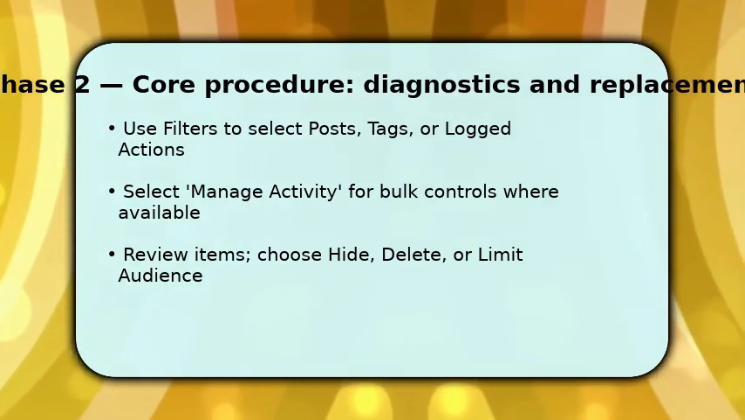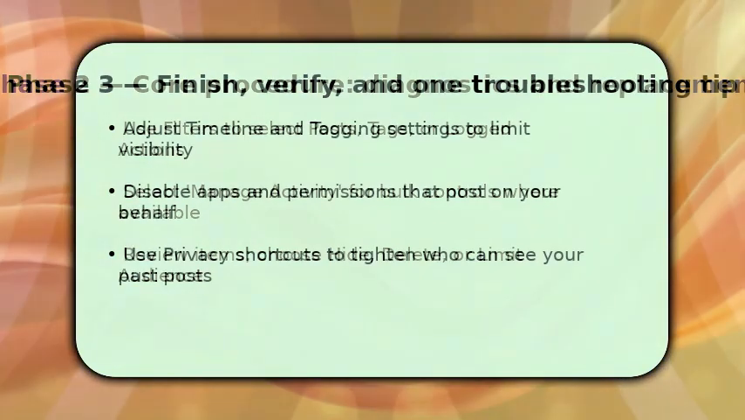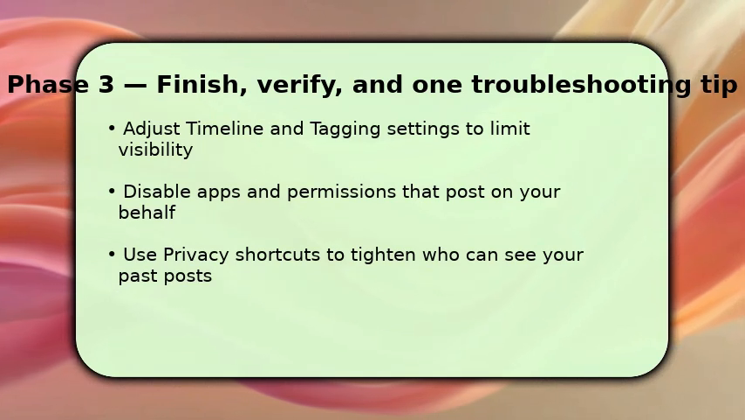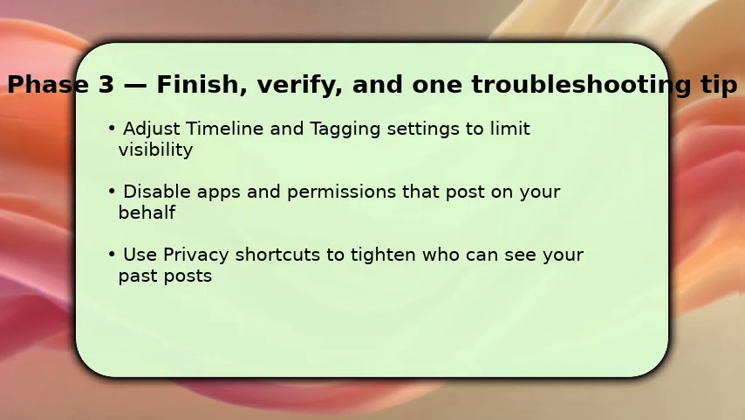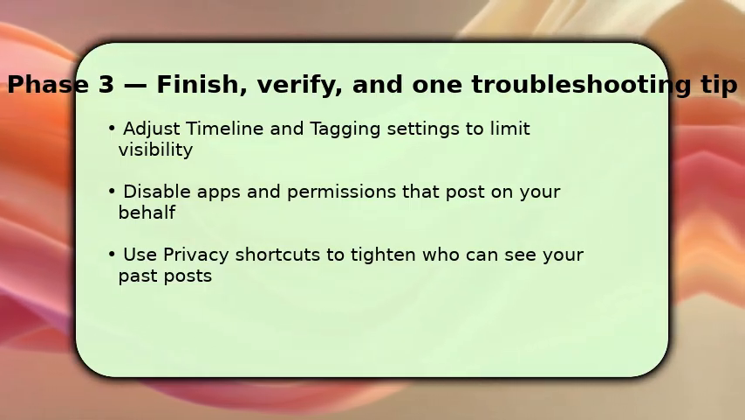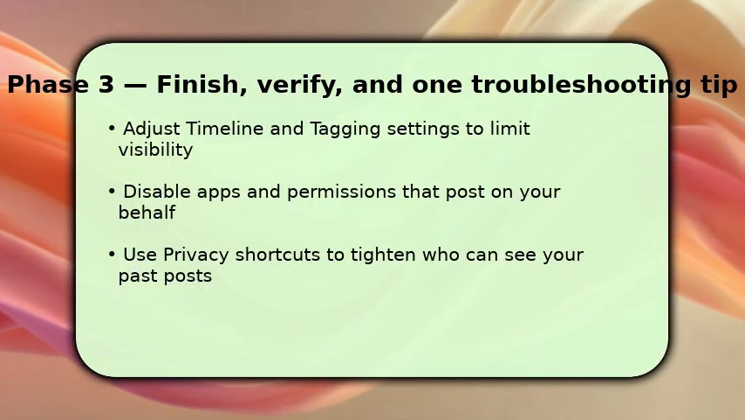To finish, go to Settings, then Privacy and Timeline and Tagging. Change who can post, who can see posts, and enable review for tags. Also audit apps and websites. Remove permissions for services that auto-post because that prevents new activity entries.